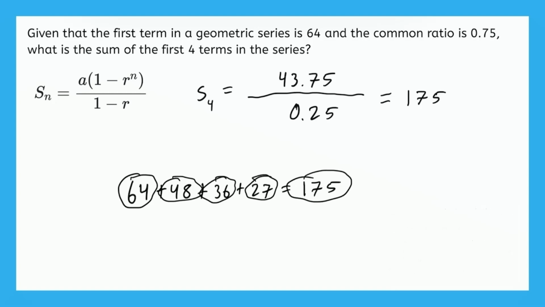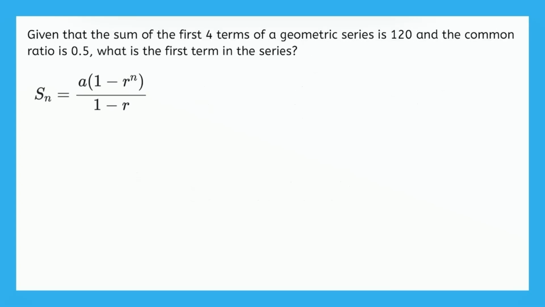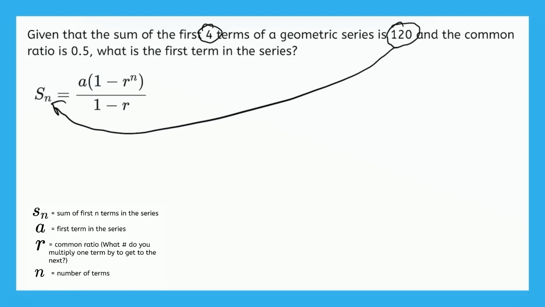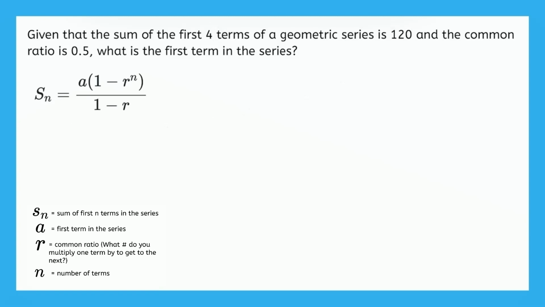All right, now our last example is where we need to find the first term, a. Given that the sum of the first 4 terms, okay, so 4 is n, of a geometric series is 120. This time, this 120, they said is the sum, so that corresponds to S sub n. And the common ratio is 0.5, or 1/2. What is the first term? What is a? So first of all, let's set up the equation real quick.